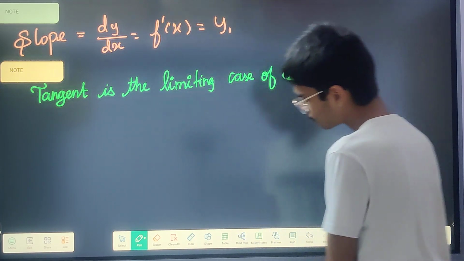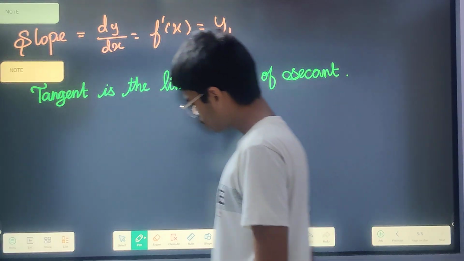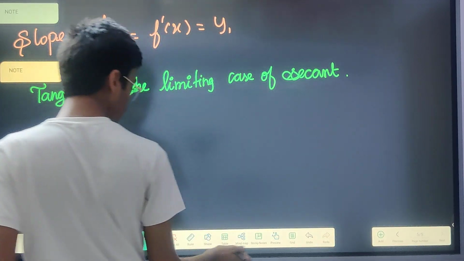A function is said to be differentiable at a point P. We also have to see some conditions.